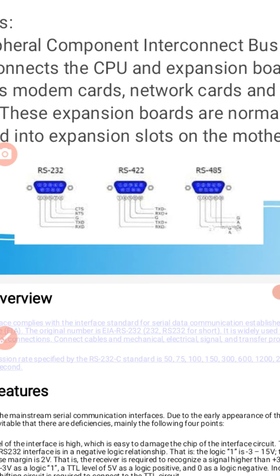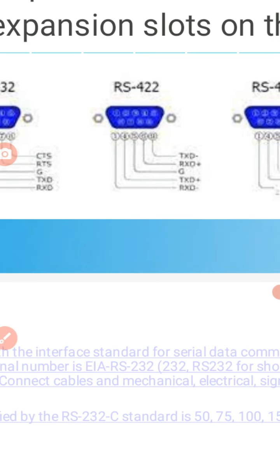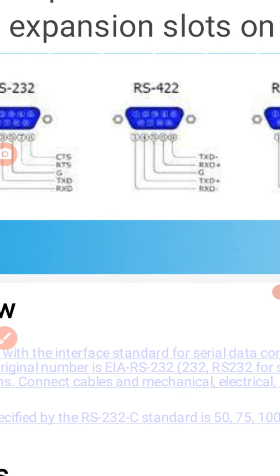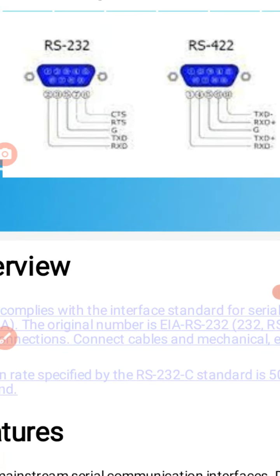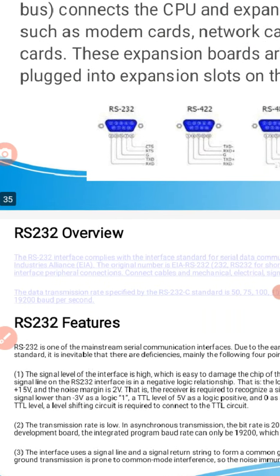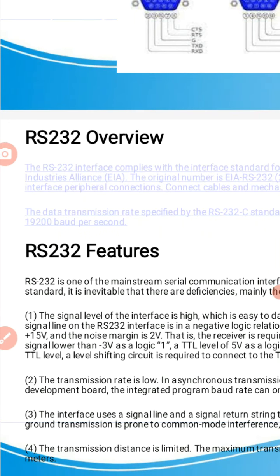These are three important expansion boards: RS-232, then RS-422, RS-485. These are PCI interfaces. Let us understand RS-232.